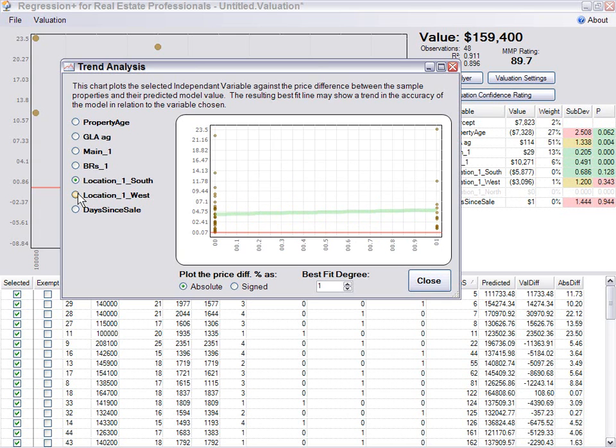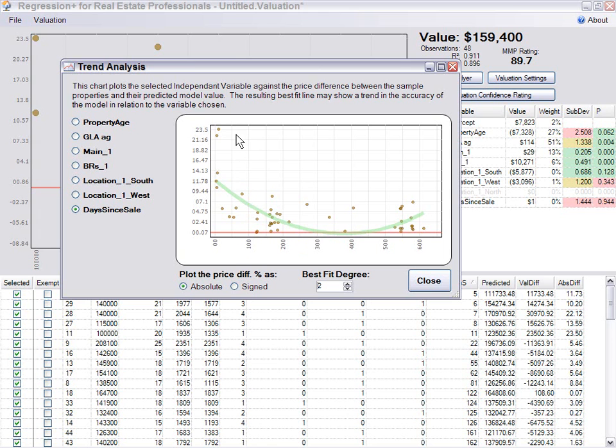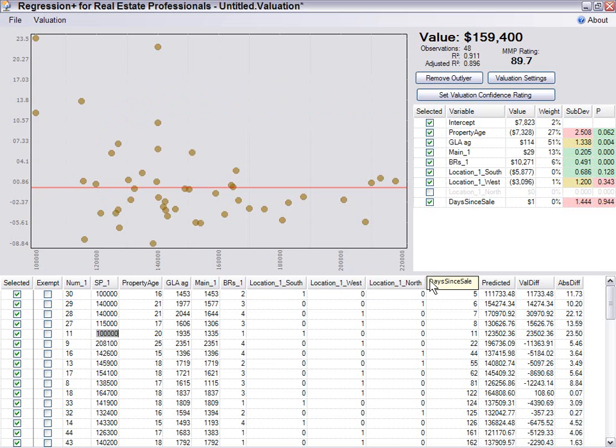Bedrooms is straight, location. But look at day since sale. When I look at this, I notice that my errors were good. In other words, my model predicted very good. It was up to 5% off right here, and up into here it was very accurate. But I noticed that the last few sales were way higher, and that alerts me that there's something wrong with the data, because one thing regression does not do very well is handle these abrupt changes. So now I know there's an issue.